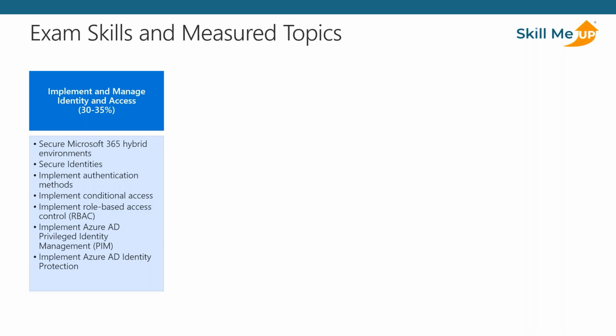First off, we have implement and manage identity and access. This skill is 30 to 35% of the exam and includes an understanding and knowing how to set up hybrid security capabilities. More focus here on things like Azure AD Connect and some of the security controls around there. The skill covers most of the items that we discussed and were required for the MS 100 exam, for example, which is the Microsoft Identity Services.